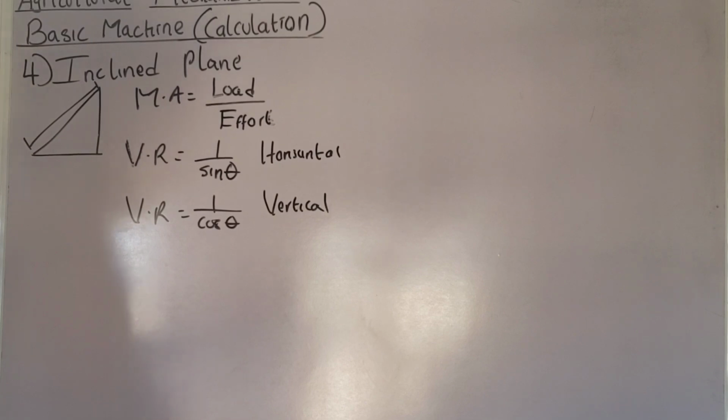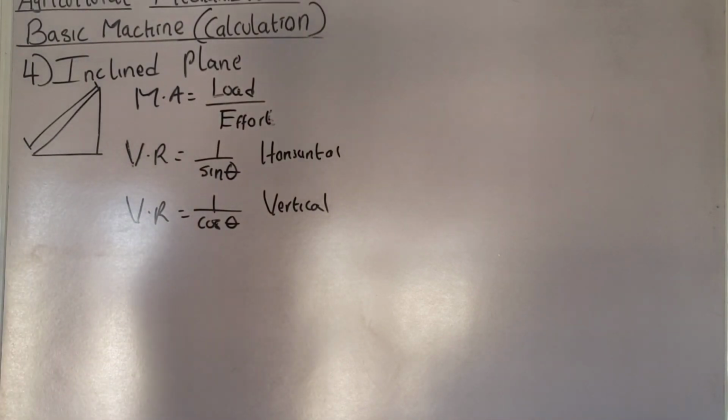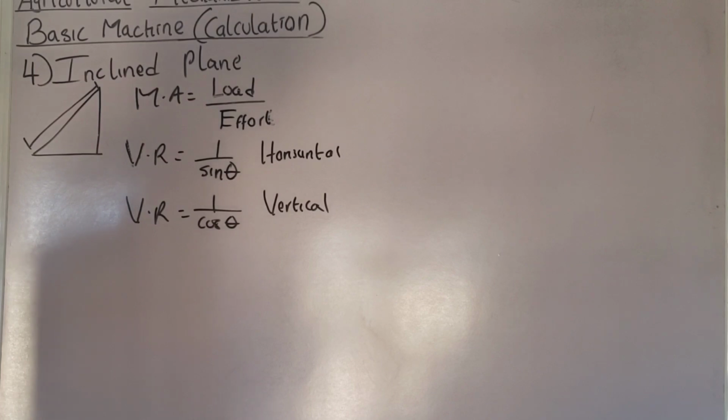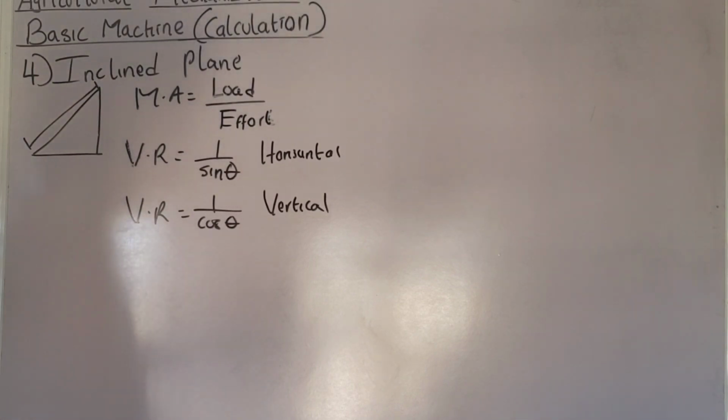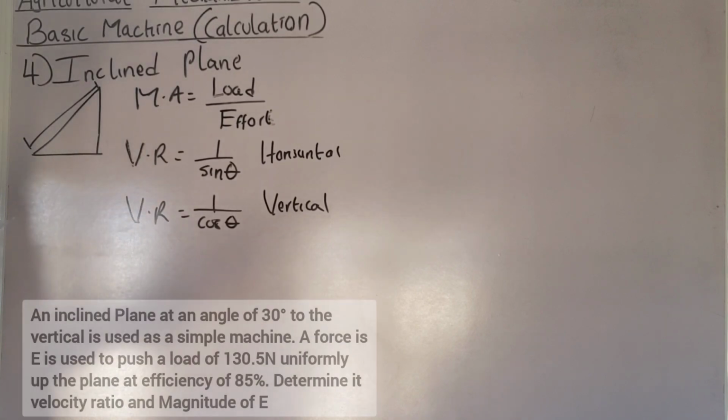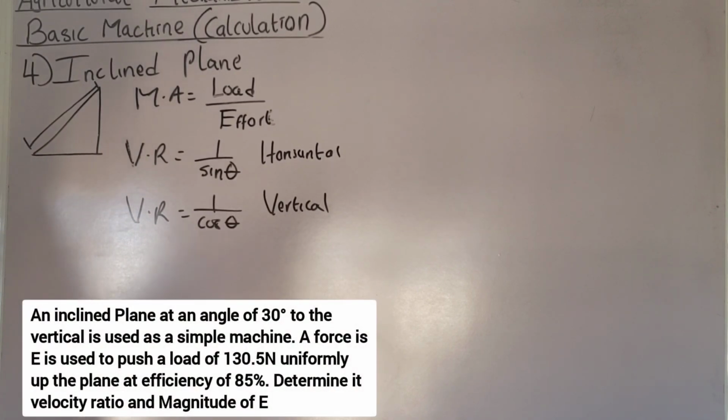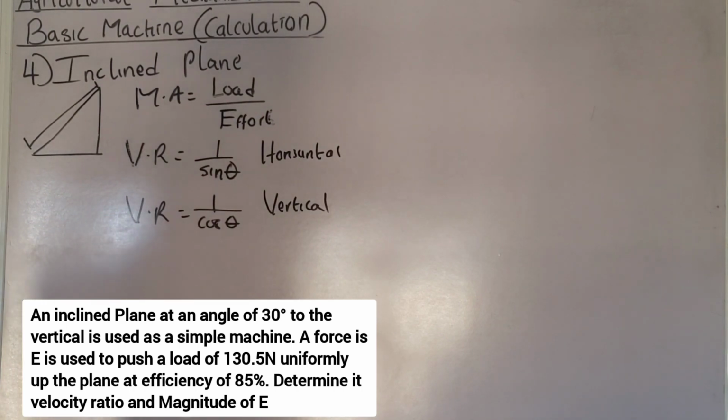Okay, I have this test question from the previous set, 2023, 2024, you understand? I have question 2B, which is on inclined plane, so I want us to go through it. An inclined plane at an angle of 30 degrees to the vertical is used as a simple machine. A force E is used to push a load of 130.5 Newton uniformly up the plane at an efficiency of 85%. We are asked to determine the velocity ratio and the magnitude of the effort.